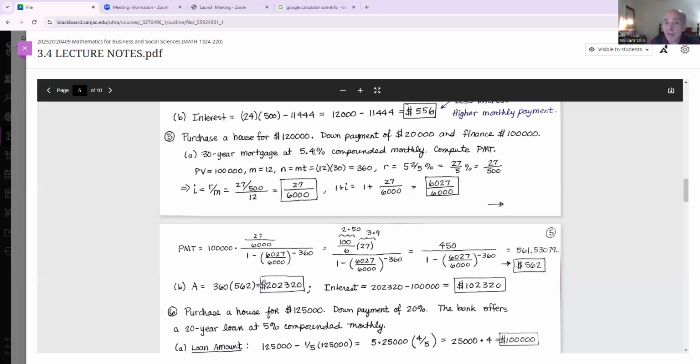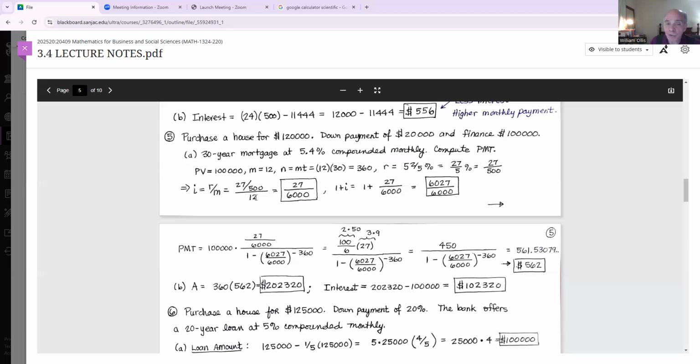Now we have 5.4%. 0.4 is just 2/5. So 5 times 5 is 25 plus 2 is 27 over 5%. Divide by 100. Again, 27. 3 times 3 times 3. There are no 3's in 500, so we're stuck. So that gives us the annual interest rate. And now the periodic interest will just be the annual interest rate divided by 12.